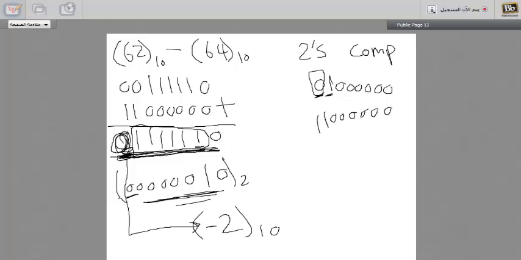Now, if the eighth bit is one, it means that the number is negative. We need to change it back to its original format and carry the sign, do not forget the sign. Is this clear? Okay. Thank you, Victor. We have a question from Maimuna. Okay, go on.